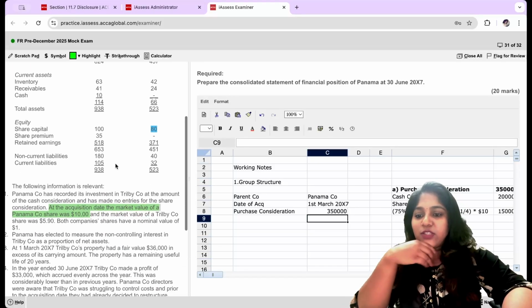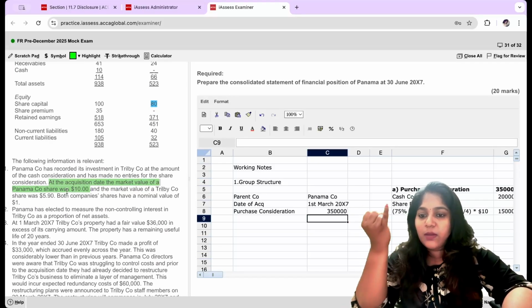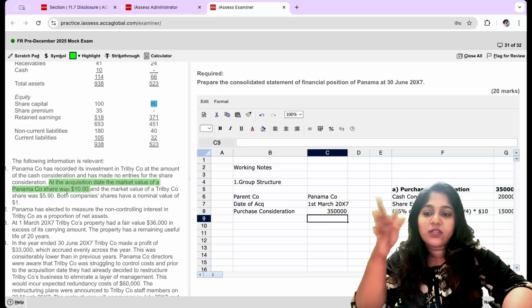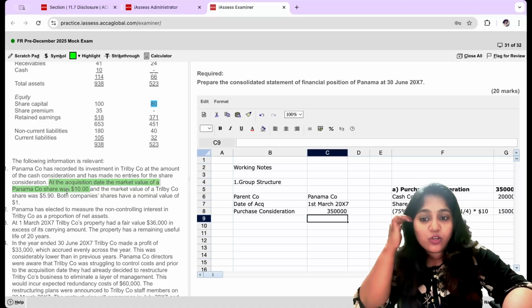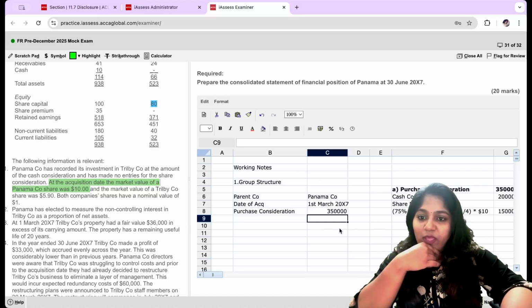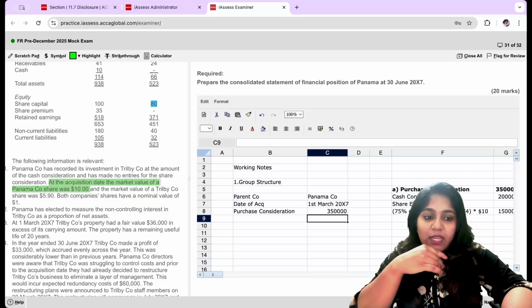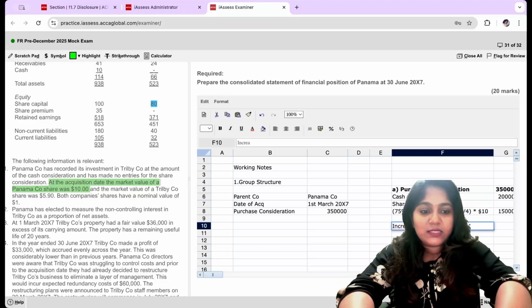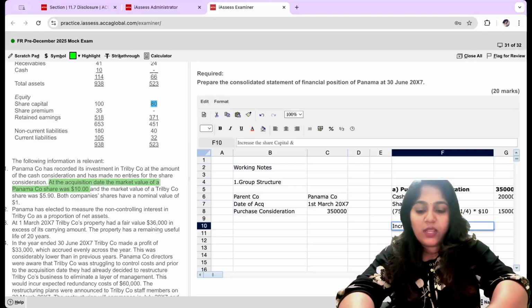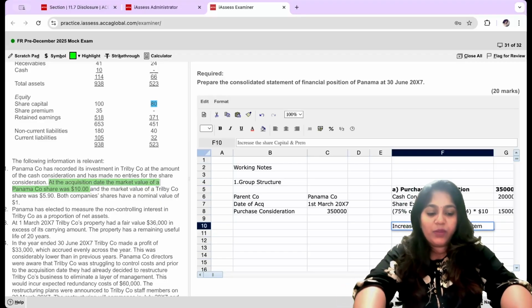You can read that Panama company has recorded its investment in AAA company at the amount of cash consideration, but has yet to make the entries for the share exchange. So what we have to do is increase the share capital and share premium, both of Panama company.